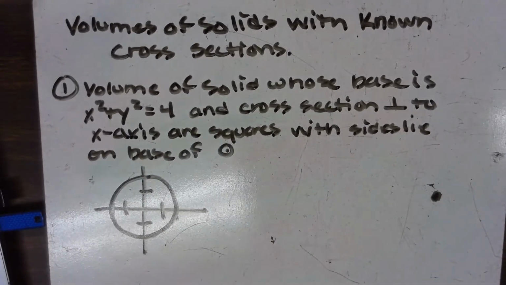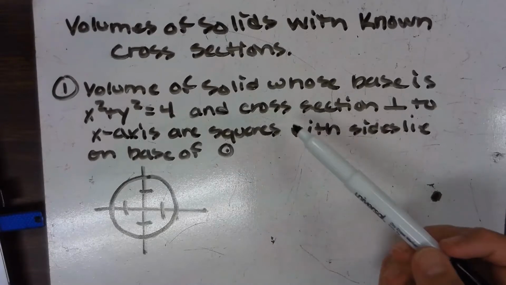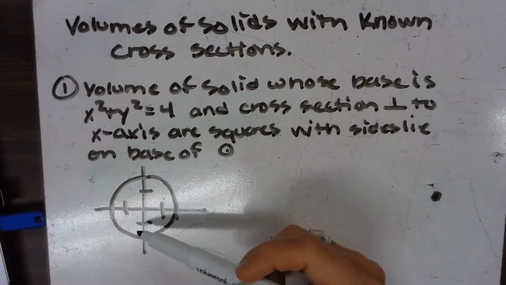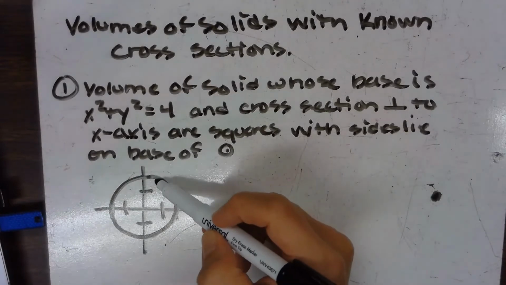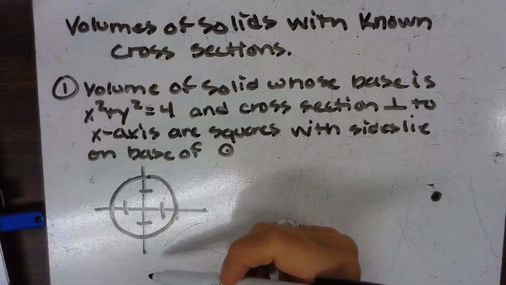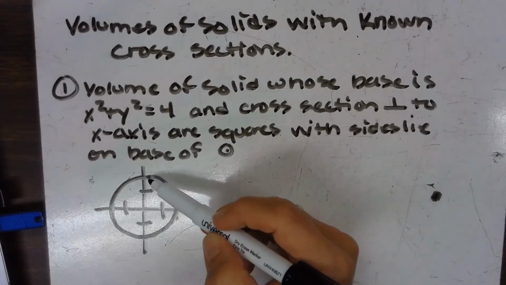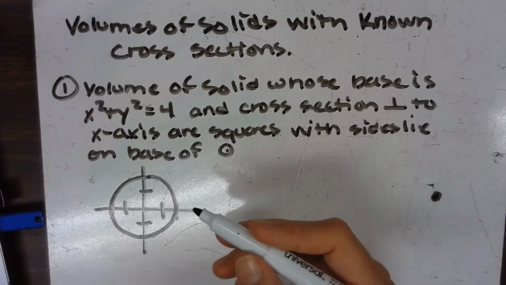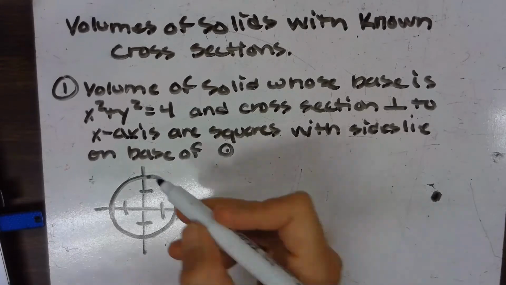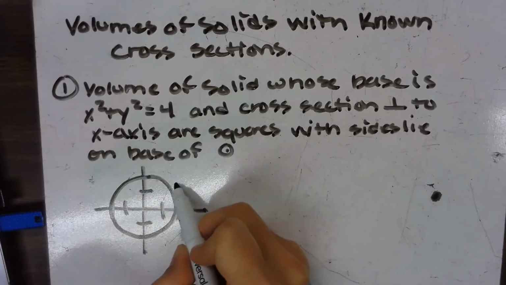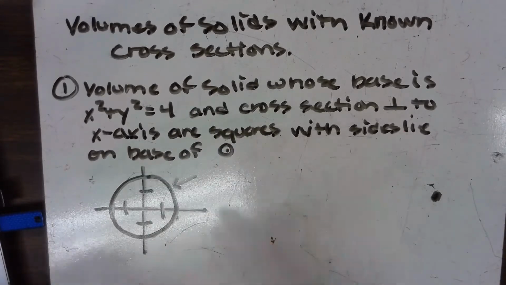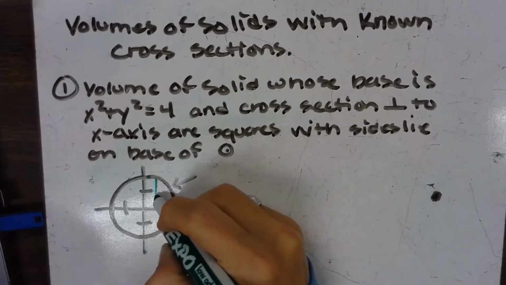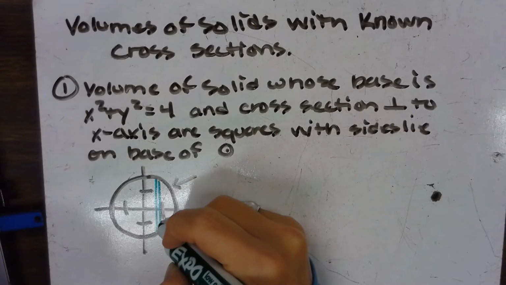What they're saying is the cross section perpendicular to this circle is a square. So basically coming out of this, we have all these squares, and we can take the area of squares. However, be careful. Remember this curve right here. We've got these squares that are coming out of here.